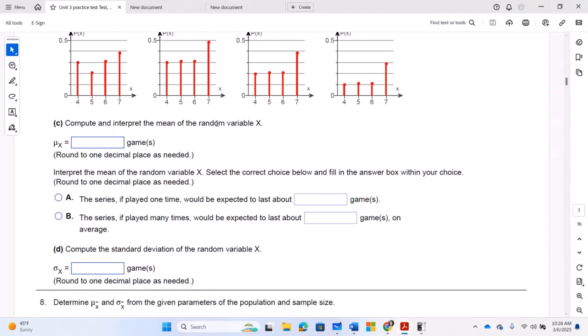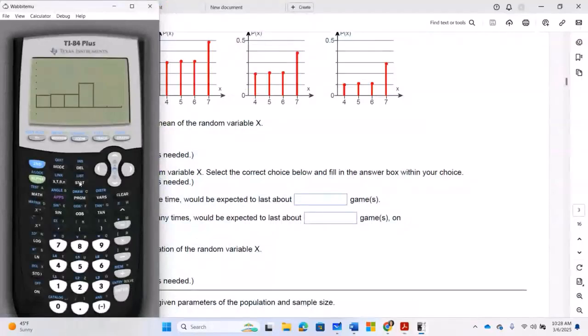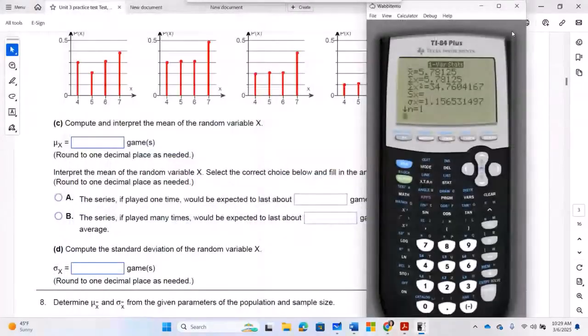But the next thing we want to do is find the mean. To find the mean, I do one variable stats of L1. I'll go back to that data. Is this still there? Yes. So I go to stat, arrow to calc, and I'm doing one variable stats so that I can find the mean. And the mean is 5.781. So I found the mean here, 5.781.